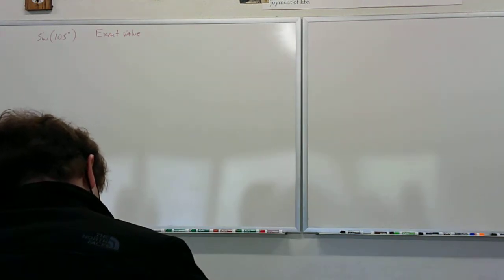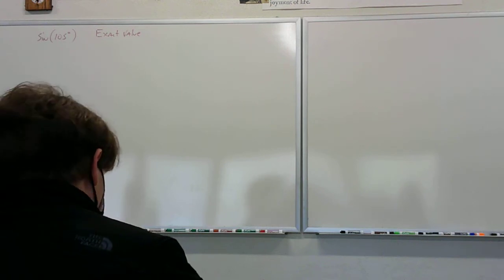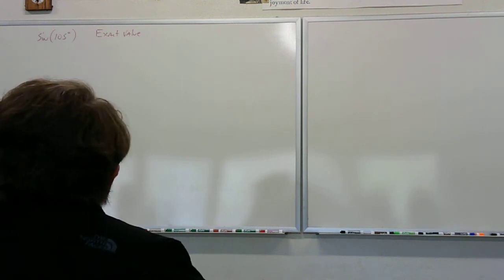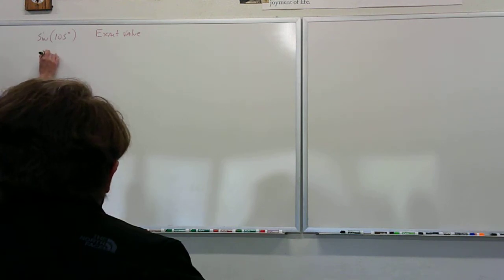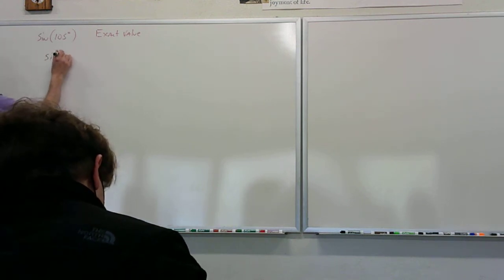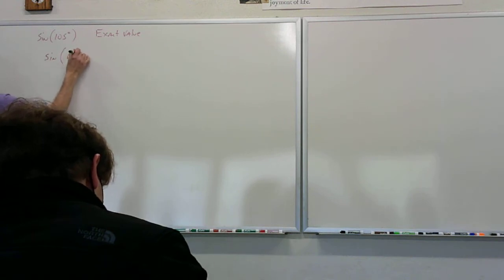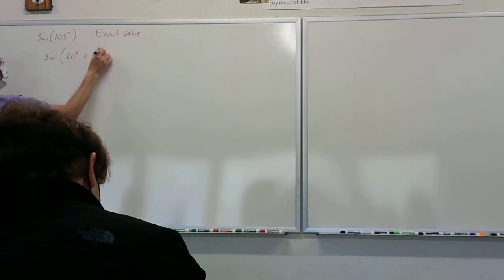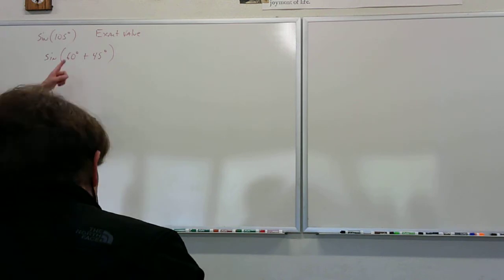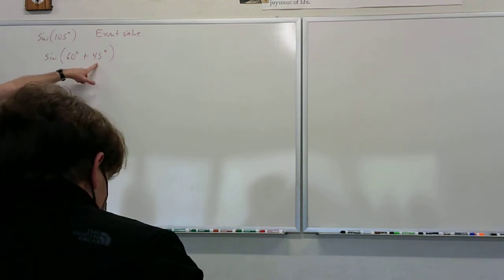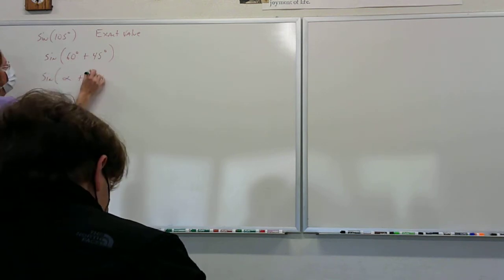60 and 45. Is that okay? All right. Sine of 60 degrees plus what? That is your alpha and that is your beta. See how that fits? What you're doing is you're turning it into two angles that you know.